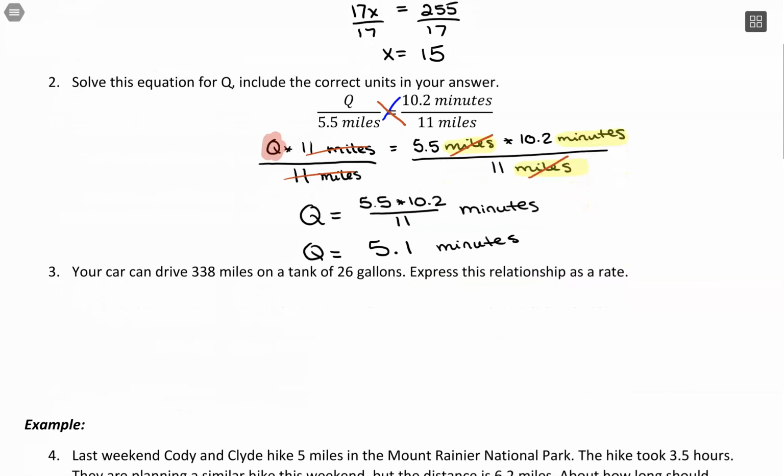So let's talk about setting up things in terms of a rate. So your car can drive 338 miles on a tank of 26 gallons, and we want to express this relationship as a rate. So a rate is usually something per something else. So with this, we'd have this number of miles per, and then we put in terms of the gallons. So you might have heard this if you own a car, miles per gallon is typically how they talk about the mileage of your car. And it gives you an idea of how far you can get on just a single tank of gas.